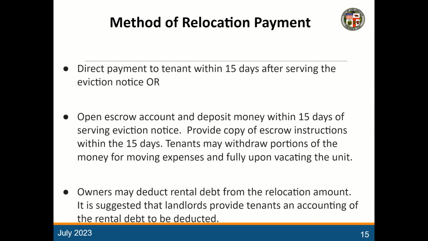One important change effective January of 2023 is that owners may deduct rental debt from the relocation amount. And this is regardless of whether or not it's COVID related. If the rent is owed, that amount can be reduced from the relocation amount that the tenant would be entitled to receive. It is suggested that landlords who do this provide to the tenants an accounting of the amounts of the rental debt that are being deducted from the relocation amount, so that you have a clear record of what was paid, and if it wasn't paid, why it was not paid to the tenant.